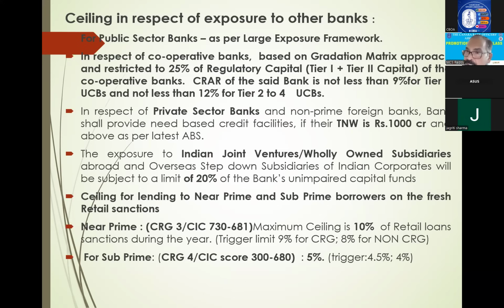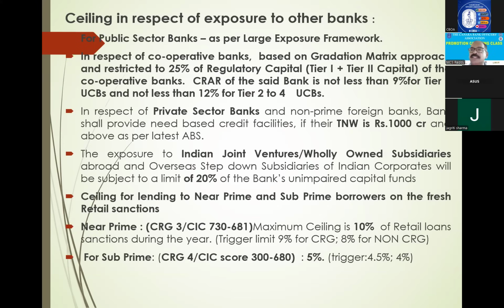Similarly, exposure to Indian joint ventures or wholly owned subsidiaries abroad, or overseas step down. What are these companies? Suppose one big company is there. They started one subsidiary abroad or a joint venture with some other company. They formed a joint venture abroad. So for such companies, how much can we give? It is subject to a limit of 20% of the bank's unimpaired capital funds.